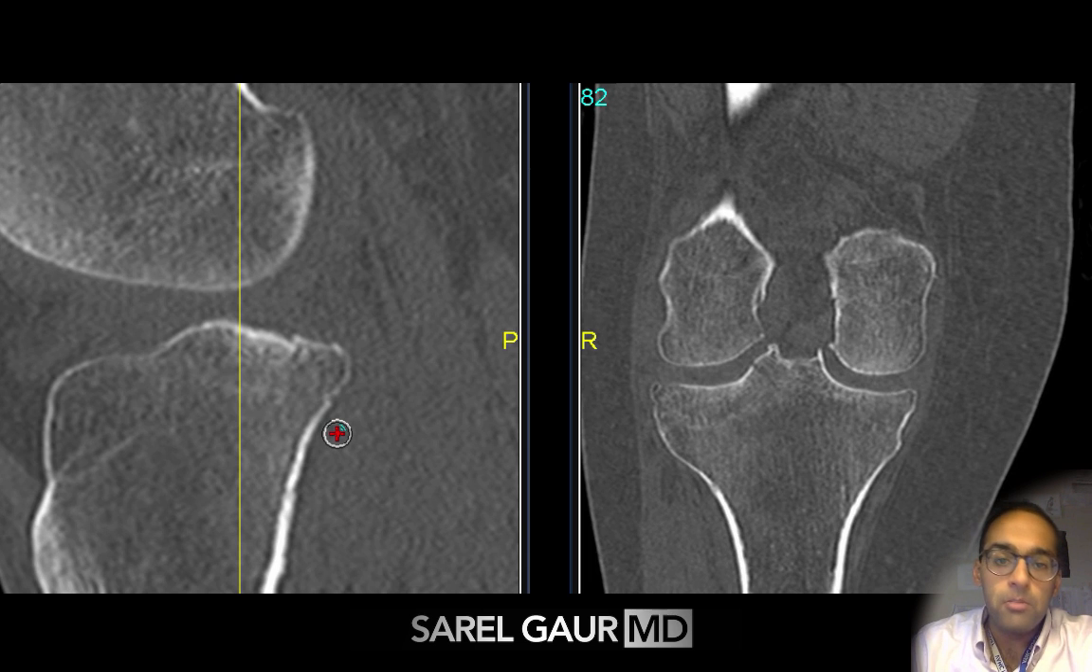I hope you can see how subtle some knee injuries can be, and these are exactly the kind of injuries that we're looking for as radiologists.